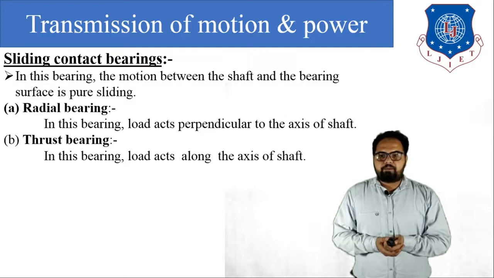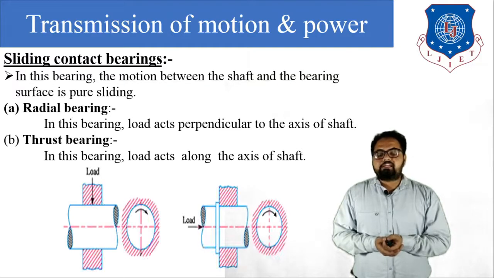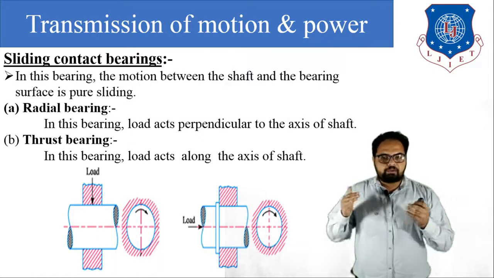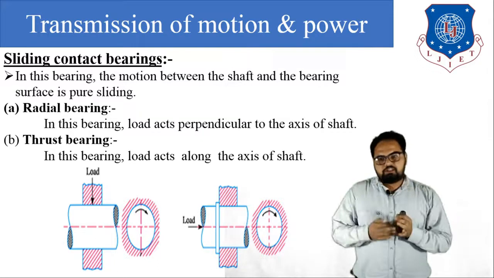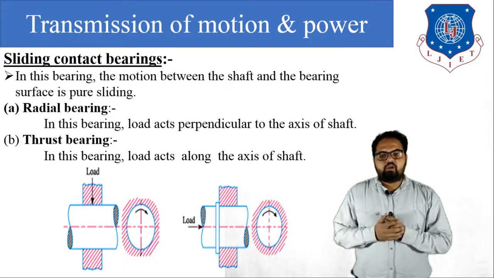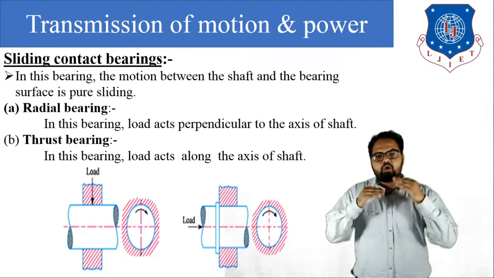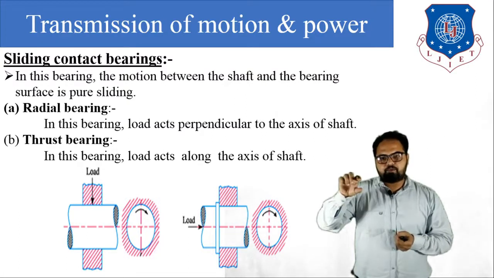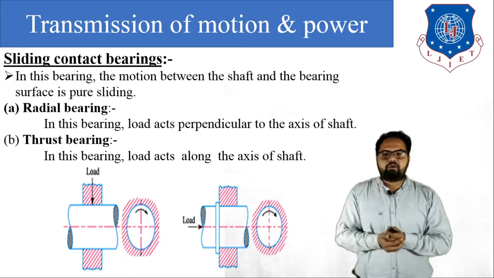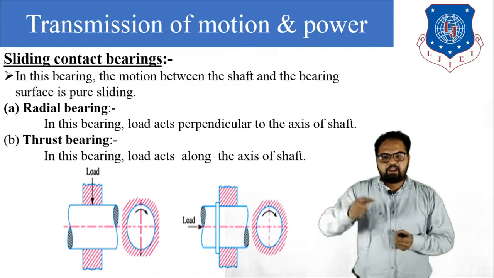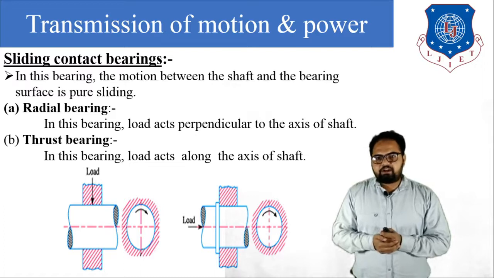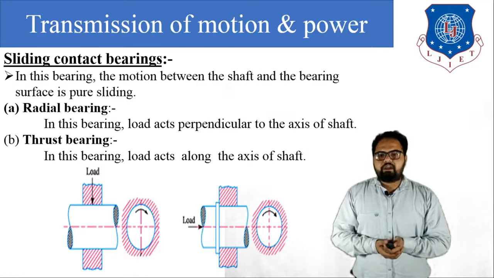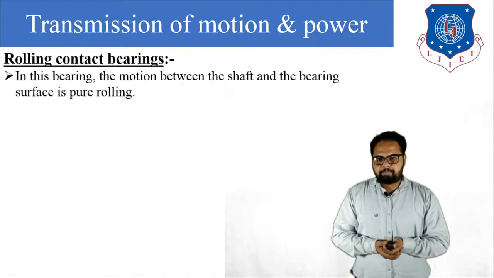There are two types of sliding contact bearing. First is radial bearing and second is thrust bearing. In radial bearing, the load acts perpendicular to the axis of the shaft, and in thrust bearing, the load acts along the axis of the shaft. Here in this figure you can see a shaft where the load is provided perpendicularly, that is the radial bearing, and in the second figure you can see that the load is along the axis of the shaft, so that is the example of thrust bearing.